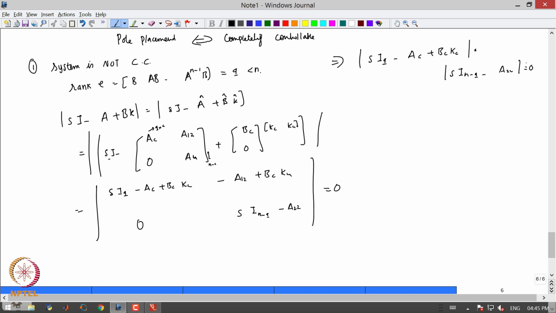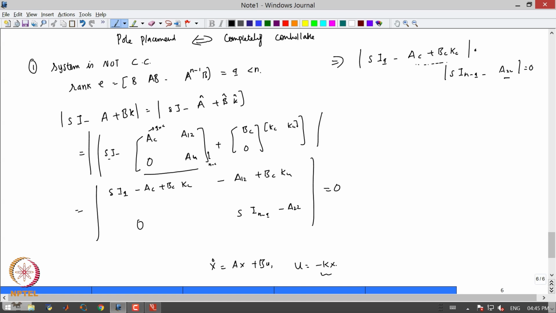Okay. So, I start with a system of the form x dot equal to A x plus B u, apply a control law of the form u equal to minus k x, and I assume that the system is not completely controllable, which means I can decompose it into controllable and uncontrollable forms, and I look at what happens with the application of control to the closed loop characteristic equation, right. So, what I know is that the closed loop characteristic equation will tell me where the closed loop poles are. Okay. So, look at this, right.